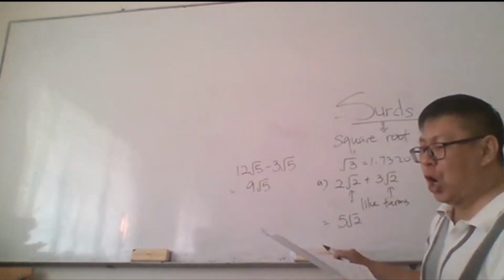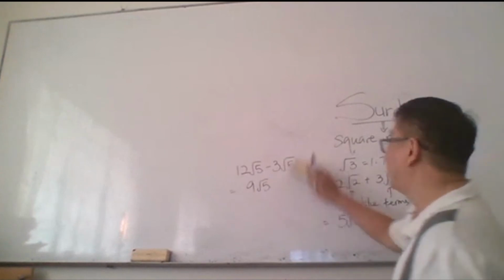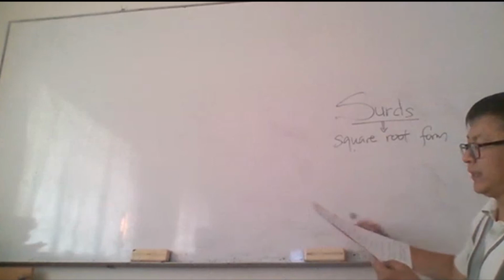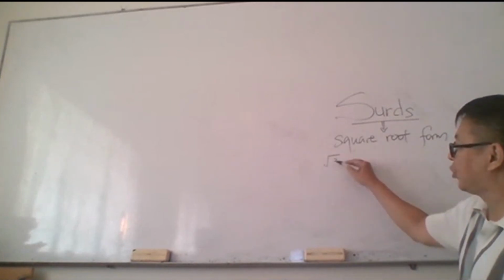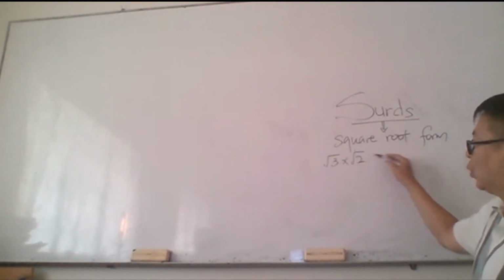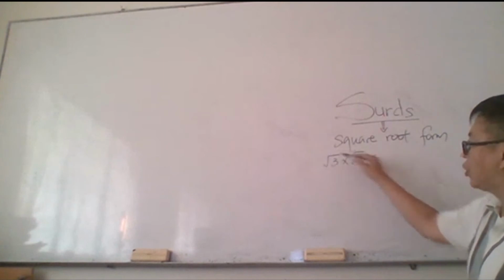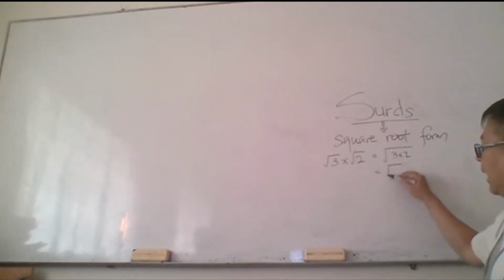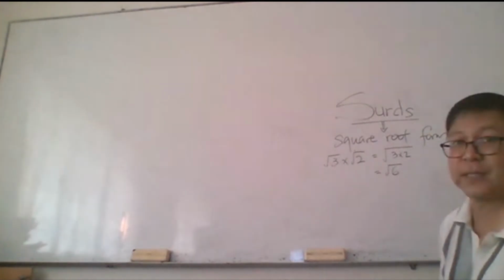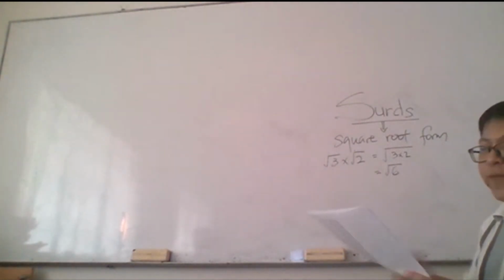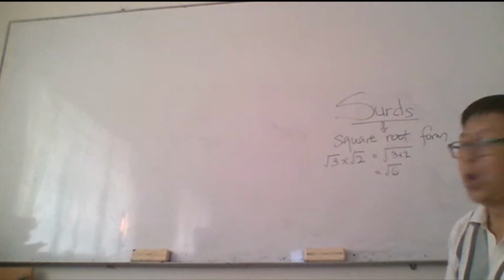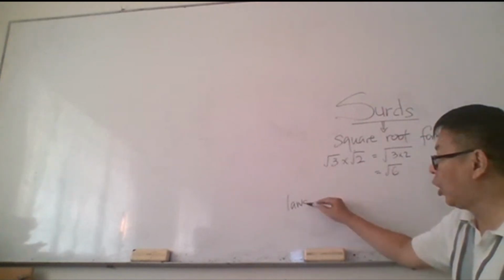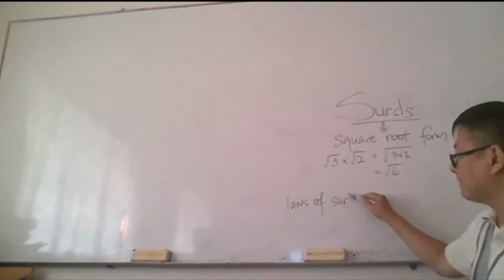And what about multiplication? When we talk about multiplication, like square root of 3 times square root of 2, because they are both square roots, we can just use 3 times 2 and it becomes square root of 6. We need to follow certain laws. We have the law of indices, and we also have the law of surd.